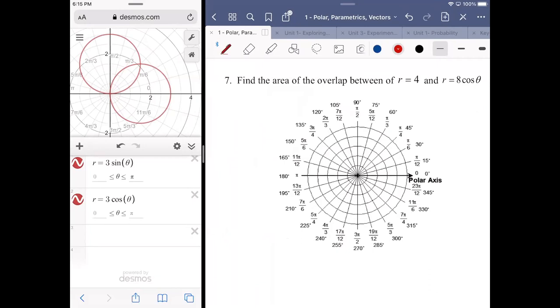So not the area of the overlap, and maybe we could also tackle the area question, although it's on an answer key online too. So find the arc length created by the overlap between r equals 4 and r equals 8 cosine theta.